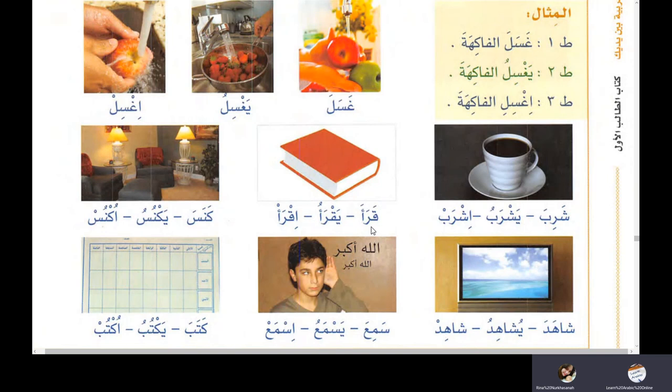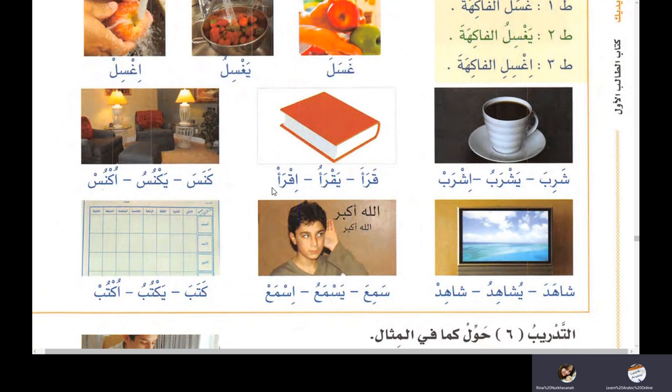Qara'a. Qara'al kitaba, and then talibus sani yaqra'ul kitaba, and then talibus salis iqra'il kitaba, and then talibul awwal kanasal ghurfata, talibus sani yaknusul ghurfata, and then talibus salis uknusil ghurfata.